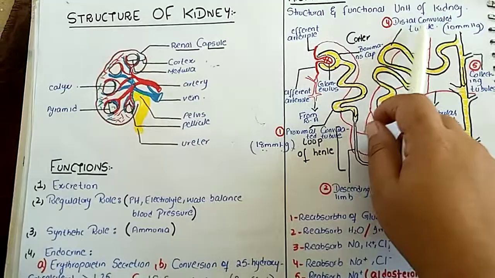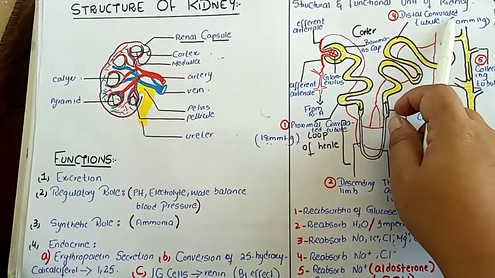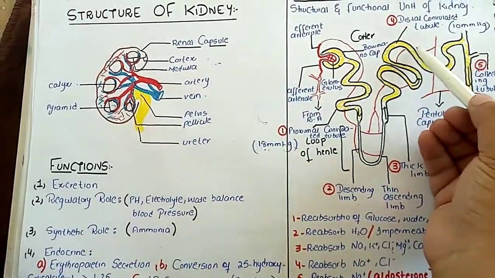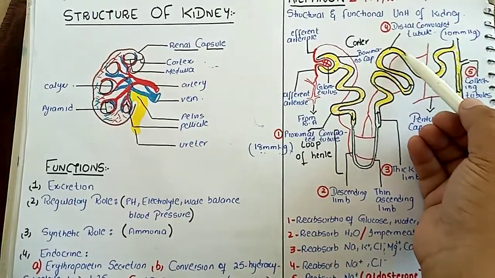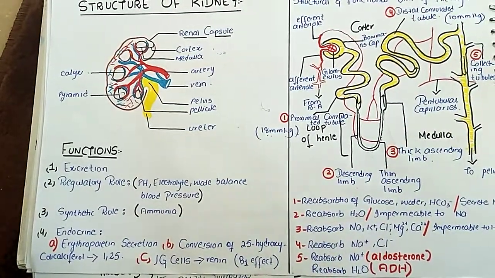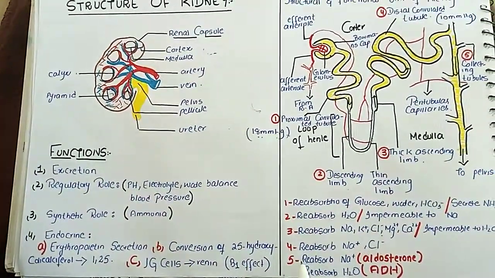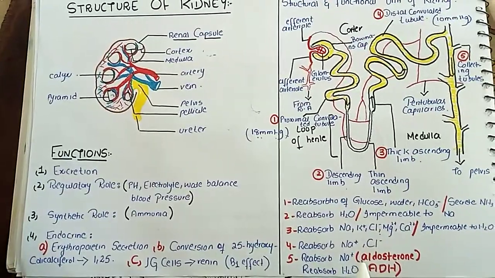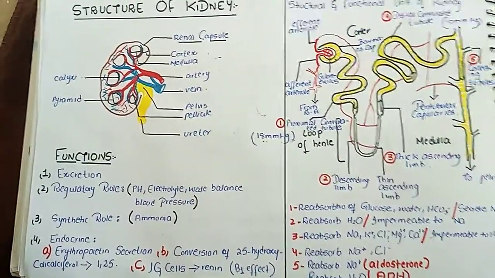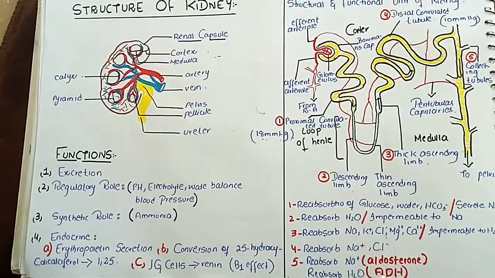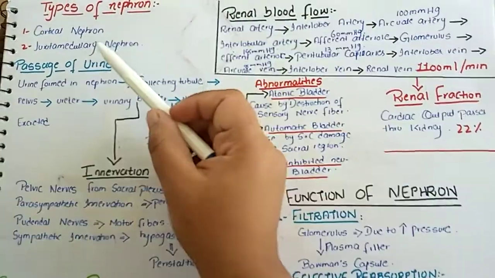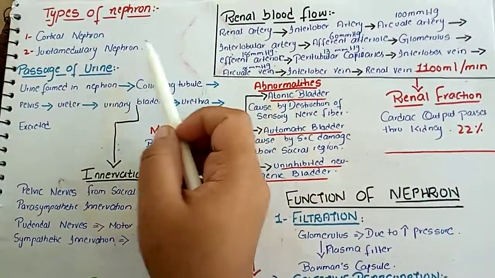Then the distal convoluted tubule, in which reabsorption of sodium and chlorine occurs, and at the initial portion of the distal tubule is the macula densa, and the important part is the collecting tubule, in which reabsorption of sodium by the action of aldosterone occurs, and reabsorption of water by the action of ADH vasopressin occurs. Basically, there are two types of nephron: cortical nephron and juxtamedullary nephron.